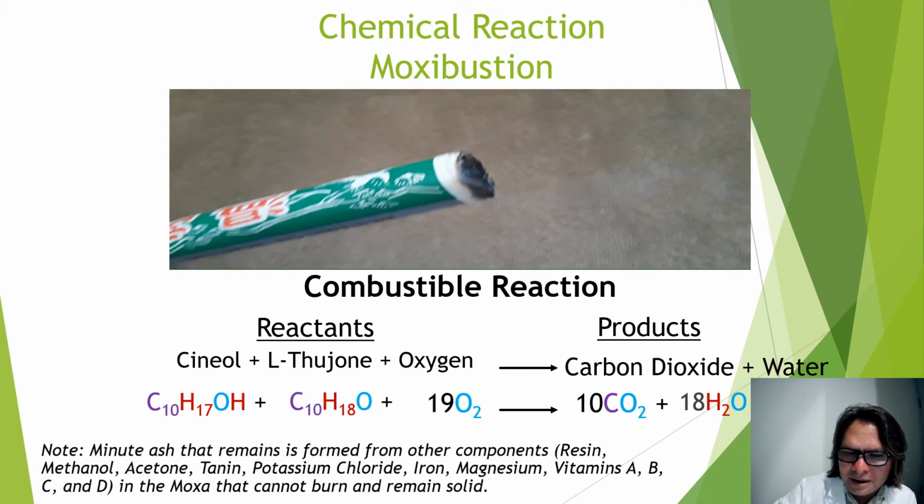But there are minute ashes that do fall from the moxa sticks. The minute ash that remains is formed from other components, and these are resin, methanol, acetone, tannin, potassium chloride, iron, magnesium, and vitamins A, B, C, and D in the moxa, and they cannot burn, so they remain solid. So these are the little ashes that come off of that. But the primary compounds become carbon dioxide, which is a gas, and water, which because it's a combustion reaction, just becomes vapor.